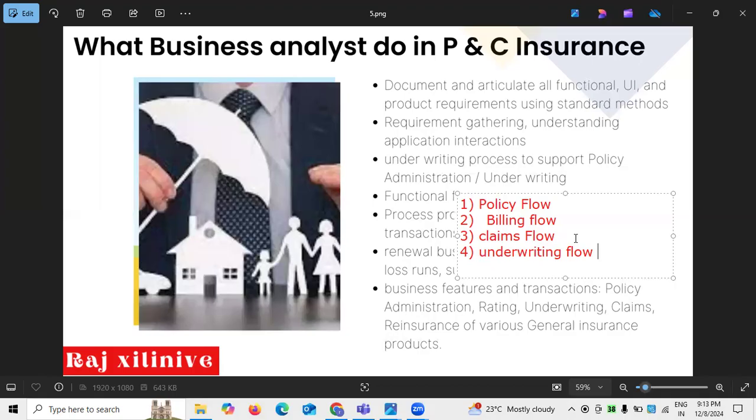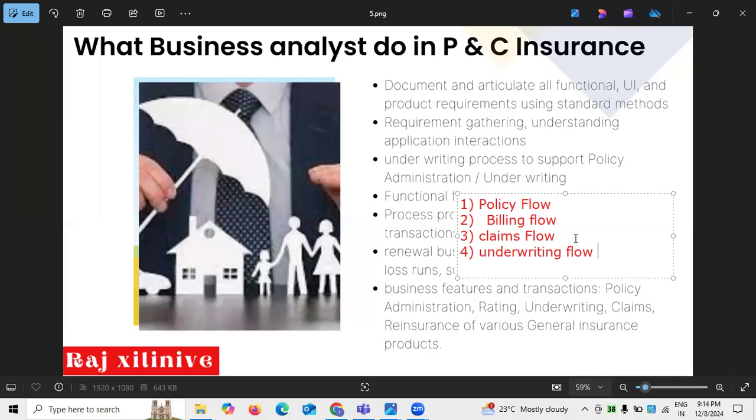Third is about the claims. A person has taken a policy. Sometimes, one day or another, if damage happens, they request some amount to be reimbursed, right? So that's where claim processing comes under. To assess the risk involved, whatever underwriting process we have, everything comes under underwriting. So this process flows, being a business analyst in property and casualty insurance, you must be knowing. This is the first thing.